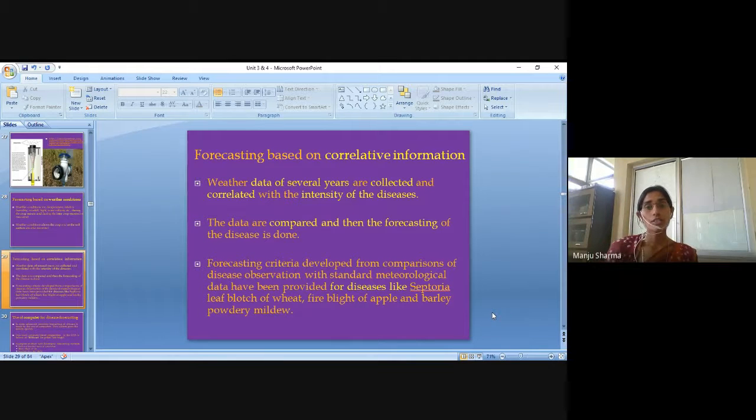Then the forecasting based on correlative information. First, the weather data of several years are collected and correlated with the intensity of the disease. So the data are compared and then the forecasting of the disease is done.